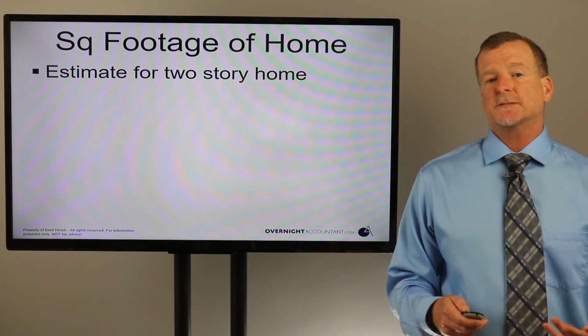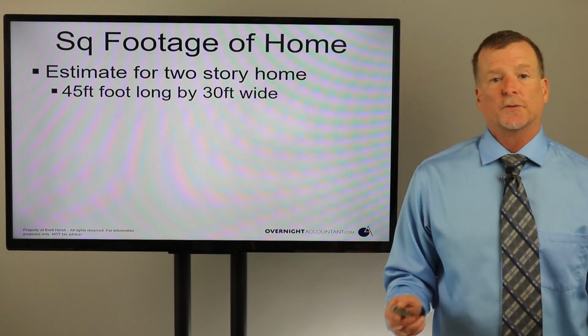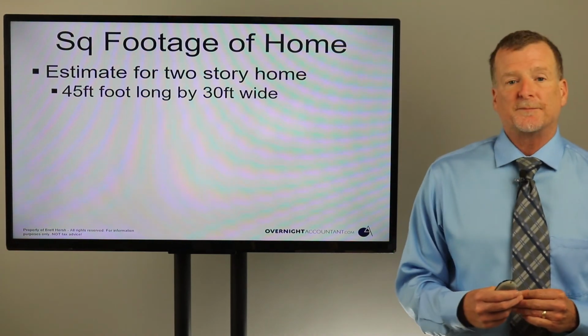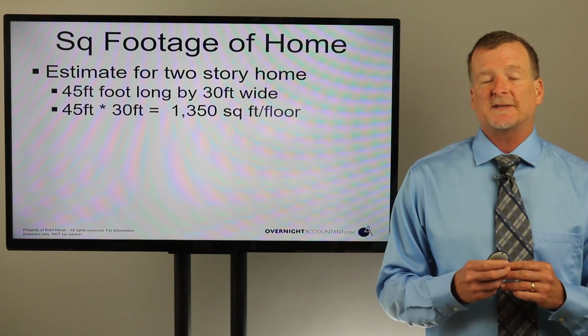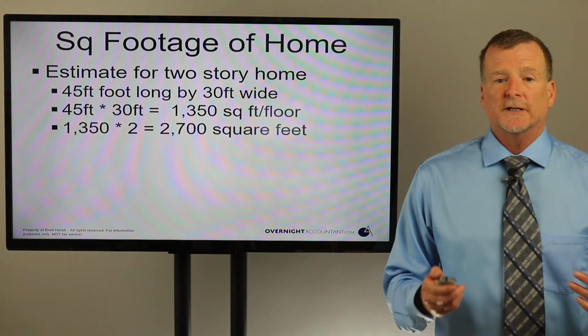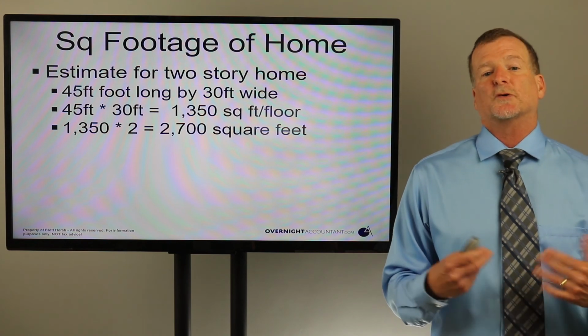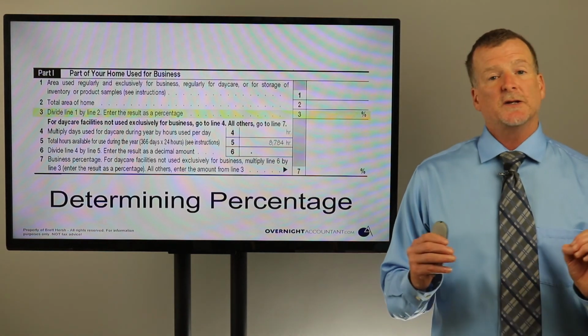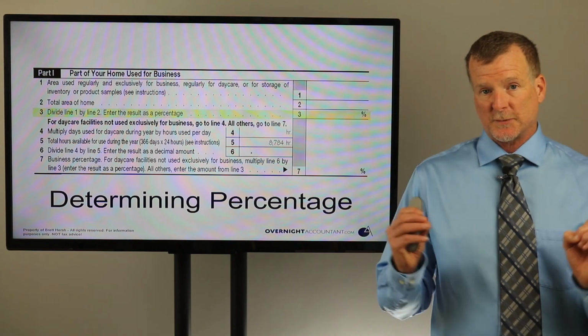So let's do a quick estimate here on a 2-story home. This is really a relatively simple method. Let's say the home's 45 foot long by 30 foot wide. You take 45 times 30, that gives you 1,350 square feet. Now it's 2 stories. That 1,350 times 2 is 2,700 square feet for the home. So now you know both the square footage of the office area and the square footage of the home.